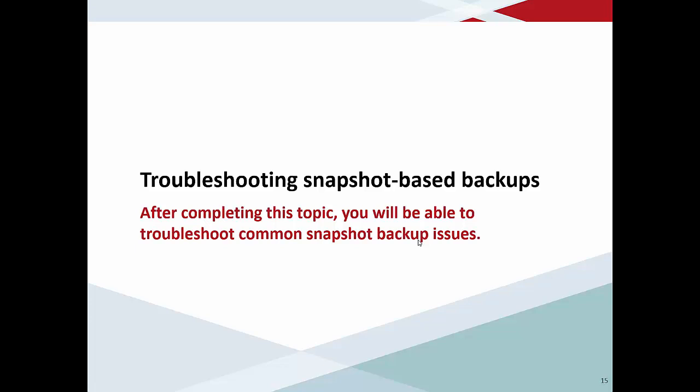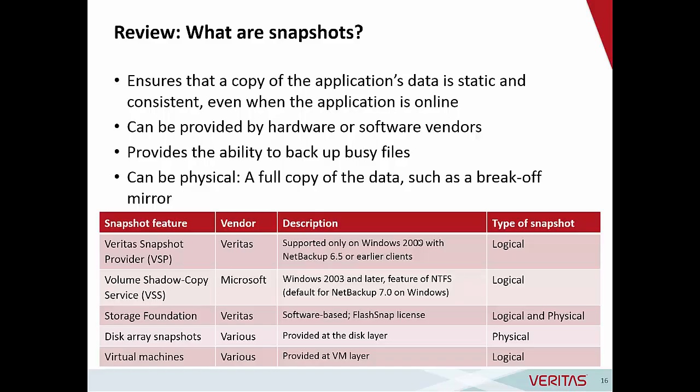In this next topic, we'll discuss troubleshooting snapshot-based backups. A snapshot is a point-in-time copy of a particular set of data, and using a snapshot can help ensure that we're backing up consistent, static data, and it can also minimize the impact of backup on the host system, since usually you just need to quiesce the application and the file system long enough to grab a snapshot, which probably only takes a few seconds.